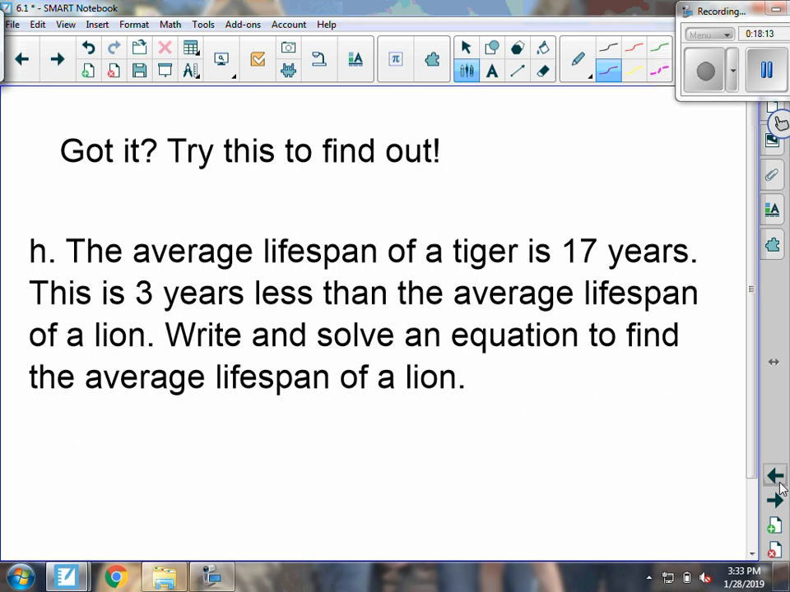So the average lifespan of a tiger is 17 years. This is 3 years less than the average lifespan of a lion. Write and solve an equation to find the average lifespan of a lion. So I'm going to use L to represent the lion. Okay. It's 3 years less, so I'm going to use subtraction, than the average lifespan of a lion. So the lifespan of a lion minus 3 will give me the lifespan of a tiger, which is 17 years.